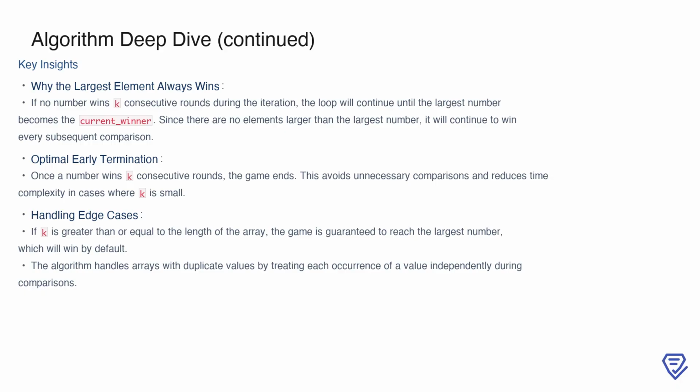Another important optimization is the early termination condition, which allows us to exit the loop as soon as a number wins k consecutive rounds. This significantly reduces unnecessary computations, especially when k is small. Furthermore, the algorithm naturally handles edge cases like when k is greater than or equal to the array length. In such cases, the largest number will always win by default. Finally, even if the array contains duplicate values, the algorithm treats each occurrence independently, ensuring correct comparisons throughout.